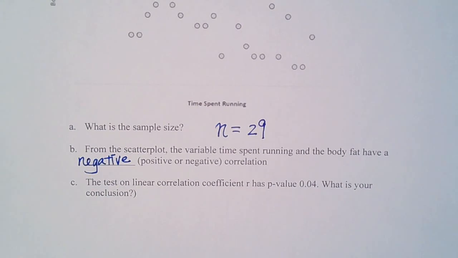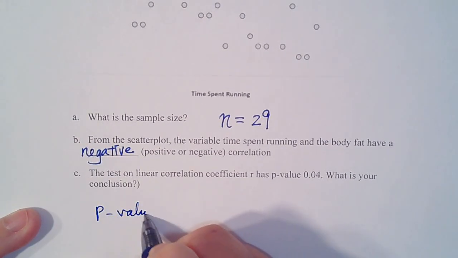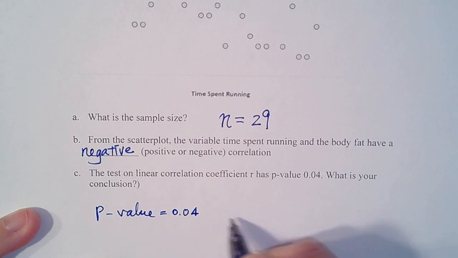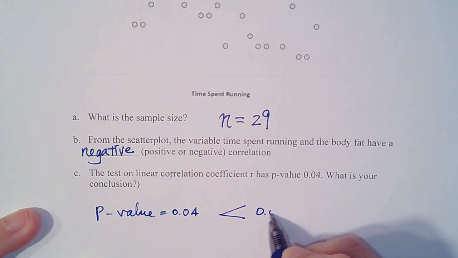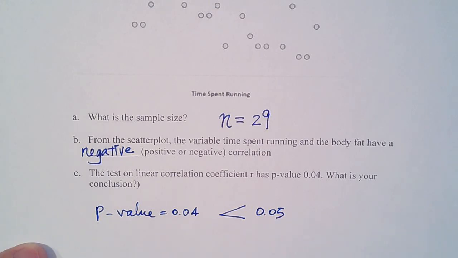Next one. The test on linear correlation coefficient R has a p-value. P-value was 0.04. What is your conclusion? Now, do you remember what we did for p-value? And what does p-value mean? Okay. If you forgot, because we just did that. If a p-value is greater than 0.05, then nothing happened. But this p-value equals 0.04, which is less than 0.05. What does that mean?